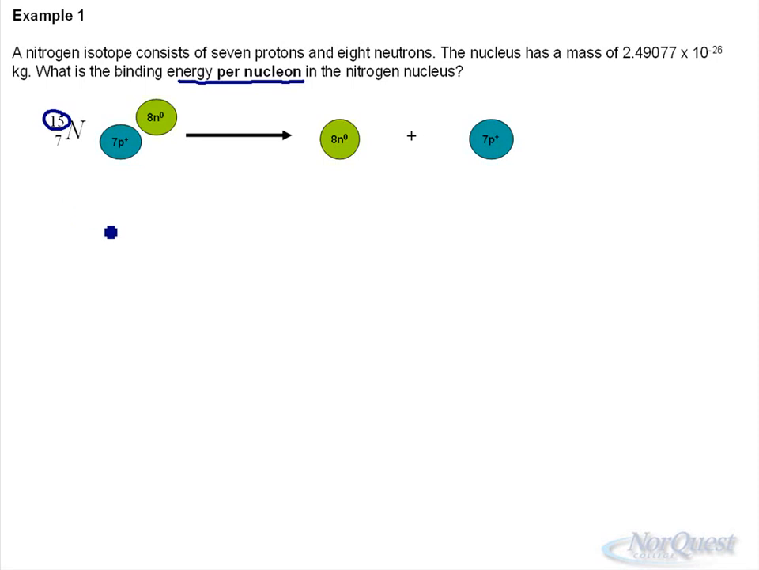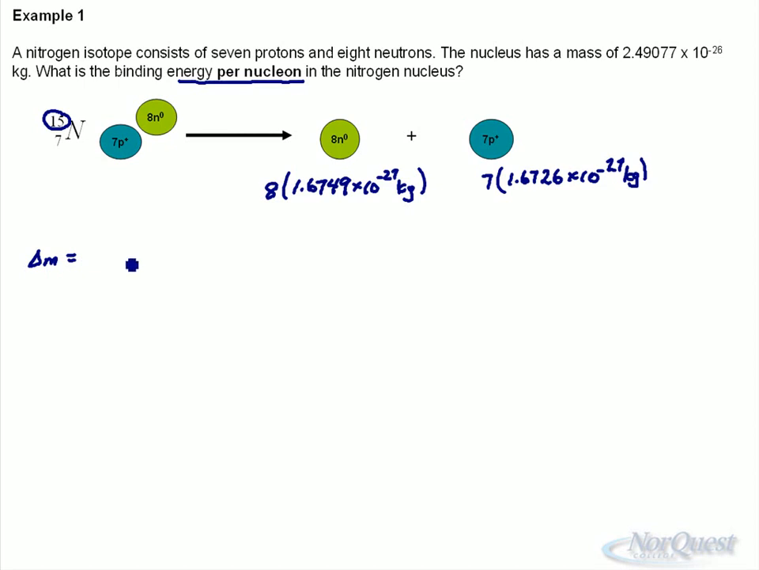So the first thing we're going to do is the mass of a neutron is going to be 8 times 1.6749 times 10 to the negative 27 kilograms. The proton is going to be 7 times 1.6726 times 10 to the negative 27 kilograms. And what we're going to do first of all is look for that mass defect. So our change in mass.